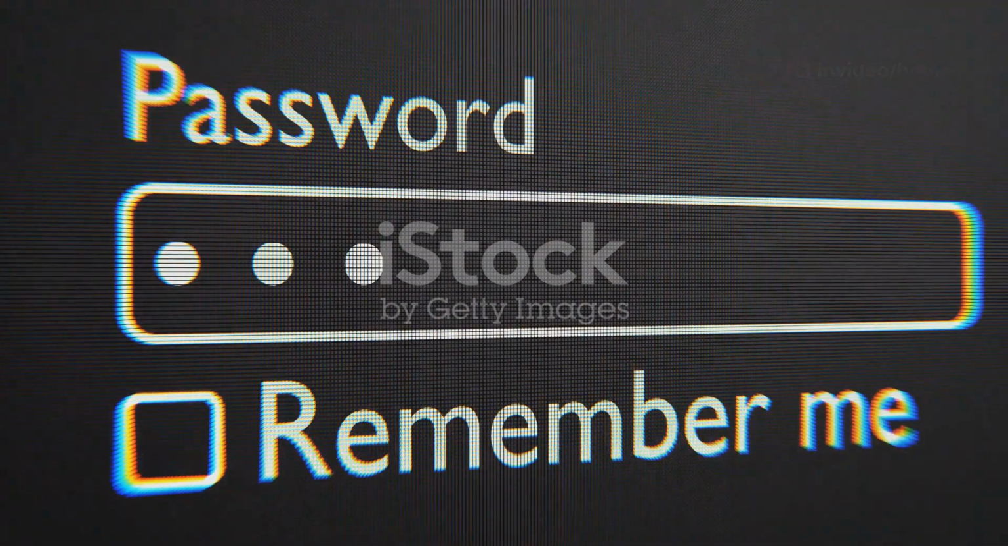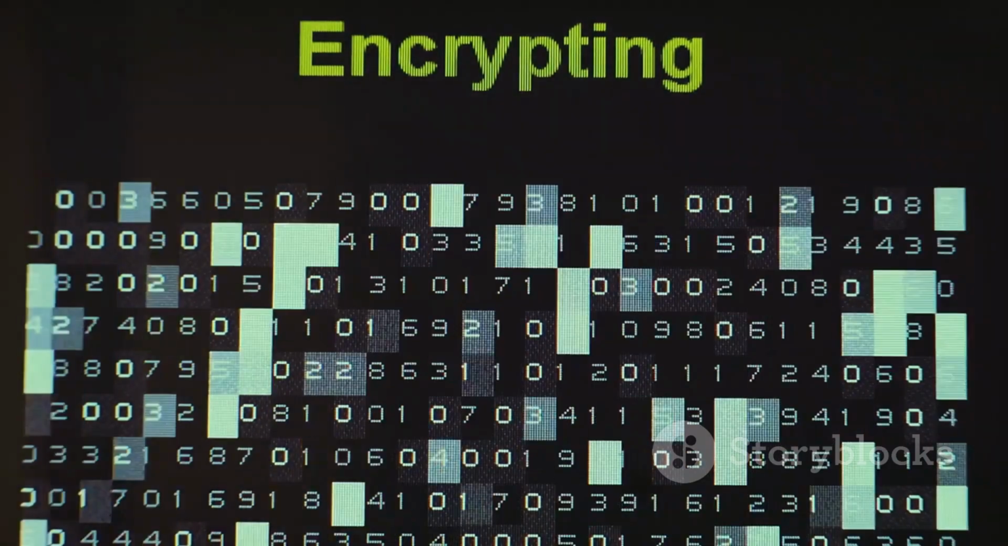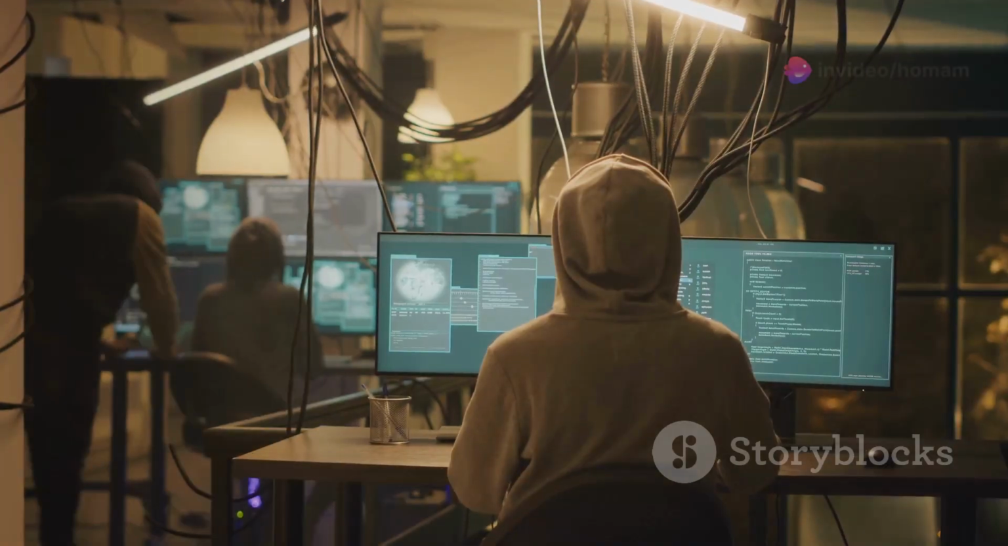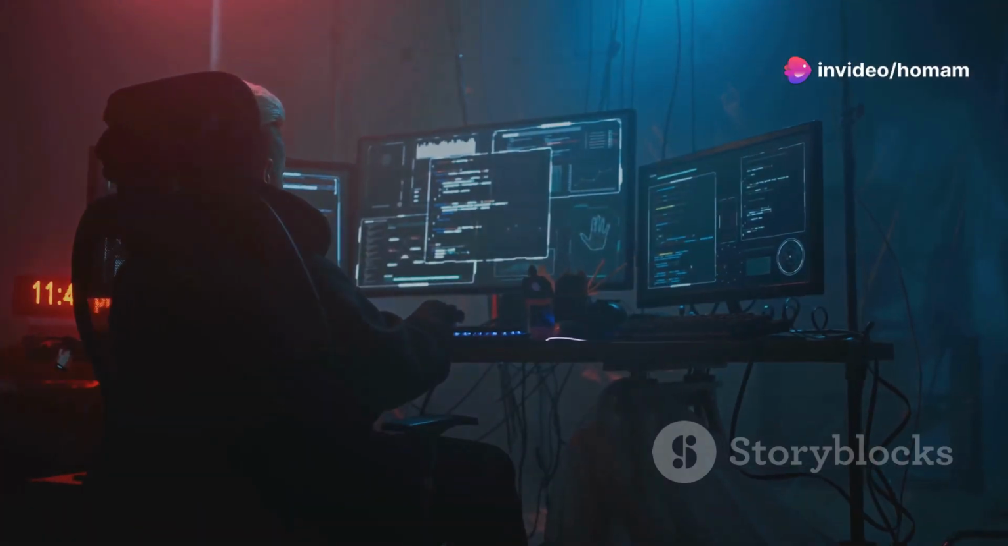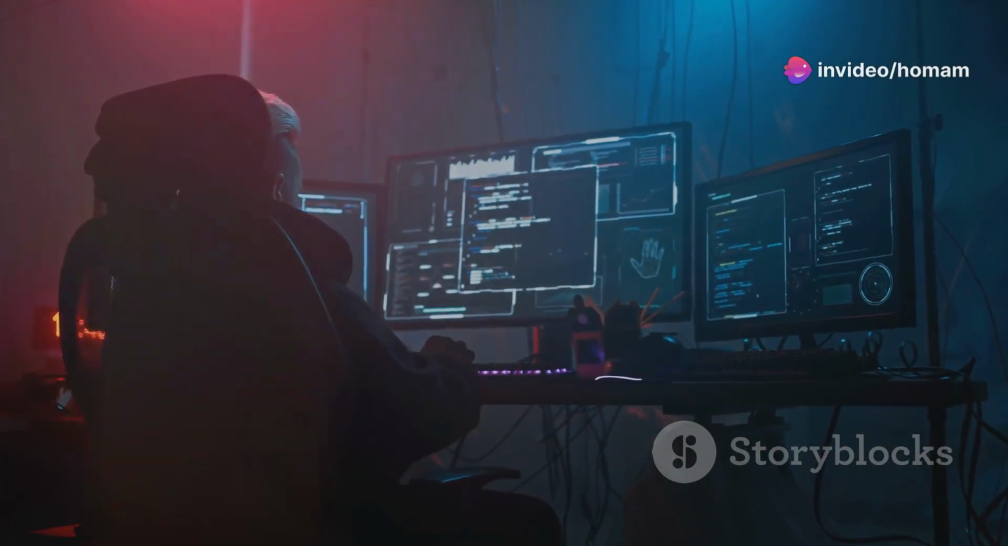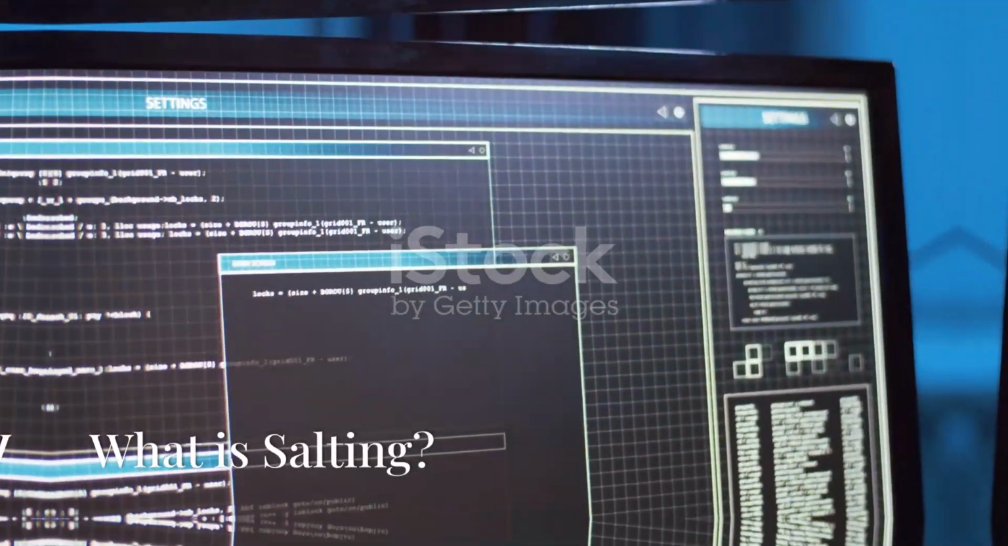When users create passwords, the system doesn't store the actual password. Instead, it stores a cryptographically hashed version of it. This makes direct password theft from a database breach much harder. But attackers have tools like rainbow tables, pre-computed lists of hashes to crack passwords. How do we fight this? With salting.